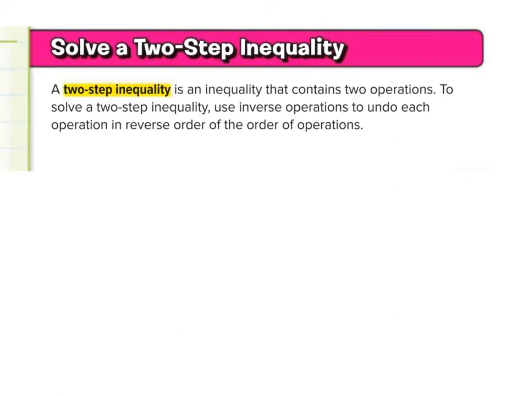Remember the order of operations is PEMDAS. P stands for parentheses, E stands for exponents, M stands for multiply, D stands for divide, A stands for addition, and S stands for subtraction. So if you were to undo them or reverse the operations, then you would start with subtraction and work your way this way.